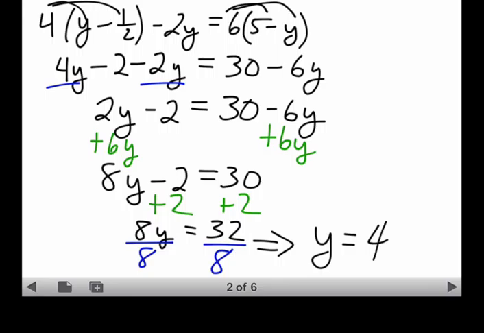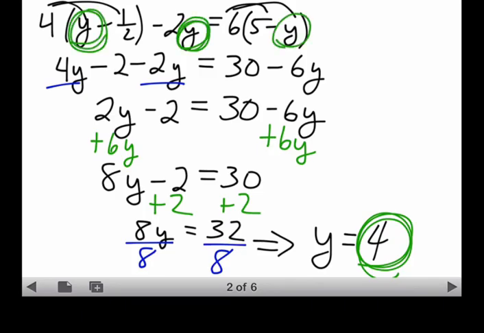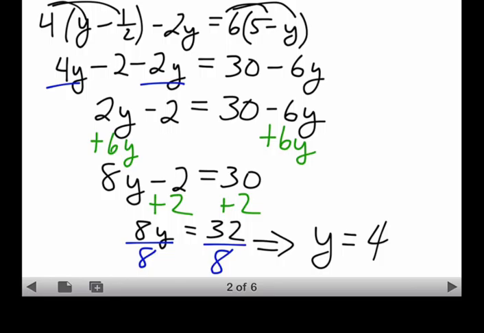It's good practice to check our solution, and to do that, what we would do is take that value of 4 and substitute it in the original equation wherever we see the variable we're solving for. I leave it to you to perform that check, and after you've done that, you'll be convinced that our solution is y is equal to 4.